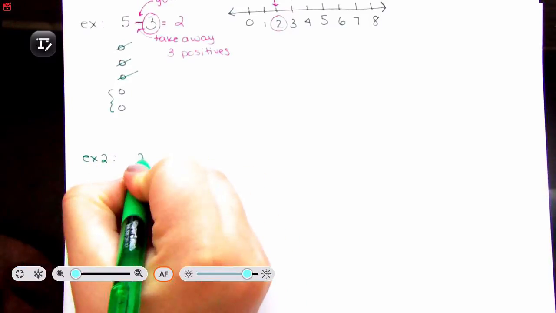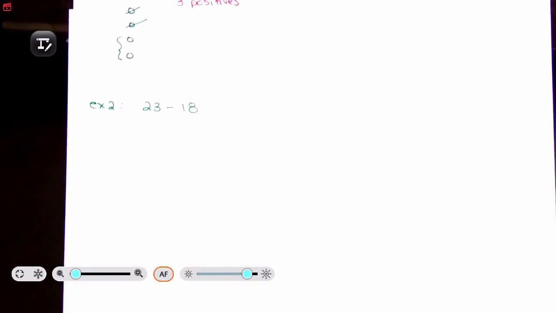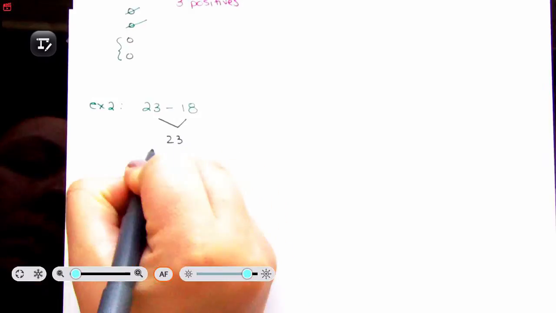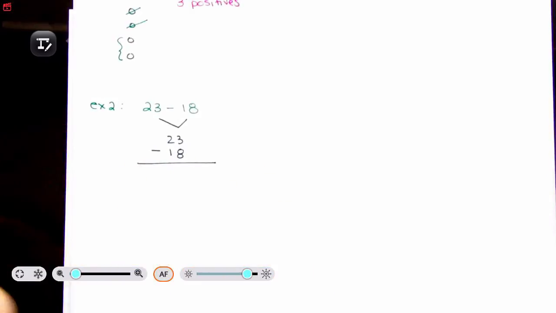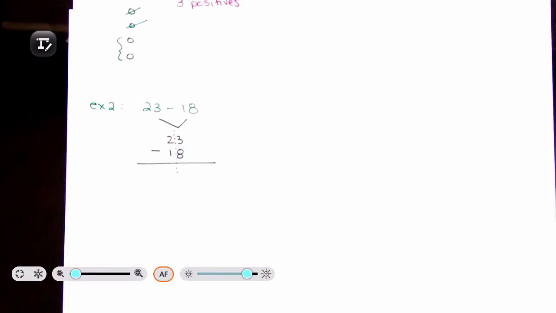For example 2, I had 23 minus 18. Now for subtraction, you can split them up. I, however, don't prefer that method, so I'm not going to teach that to you. If you would like, come in for tutoring, and then you and I can spend some time on it. But when you're subtracting, I highly recommend doing it this way, and that is you can write it in column form. So we're going to say 23 minus 18. Again, some of you are having flashbacks to elementary school, but this is how we're going to do it.